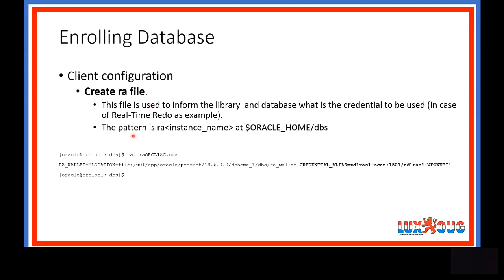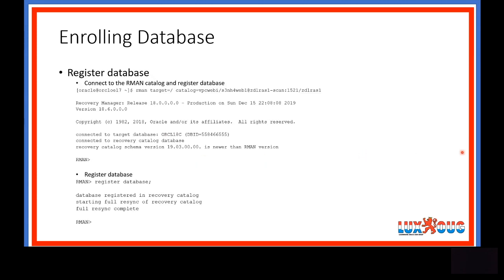After that, you create your ZDLRA file. Basically it's just one file that points to the location of your wallet with the credential name that you are connecting. This is needed for real-time redo and for RMAN. The path goes to the DBS folder inside of Oracle Home, and RA instance name. You see here as an example. After that, you can go to RMAN and connect to the catalog, that is the VPC user that I created before, with the password and the connection. It can be a TNS connection or easy connect, no problem. And you register your database in the same way that you do with a normal RMAN catalog. You just go there, register your database, and voila.